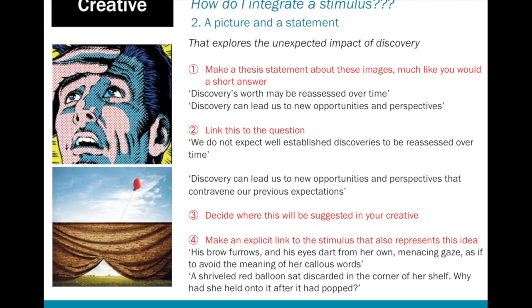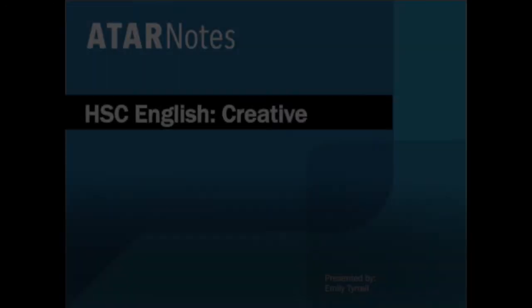Secondly, I might write, "A shriveled red balloon sat discarded in the corner of her shelf. Why had she held on to it after it had popped?" So this shows that you don't have to take what is literally in the stimulus. I don't have to talk about a brick wall that looks like a curtain. I can take one part, in this case the balloon, and meld it to what I was already going to write in my creative, or meld it to what makes sense with my creative. It doesn't have to be literally what is in the photo.